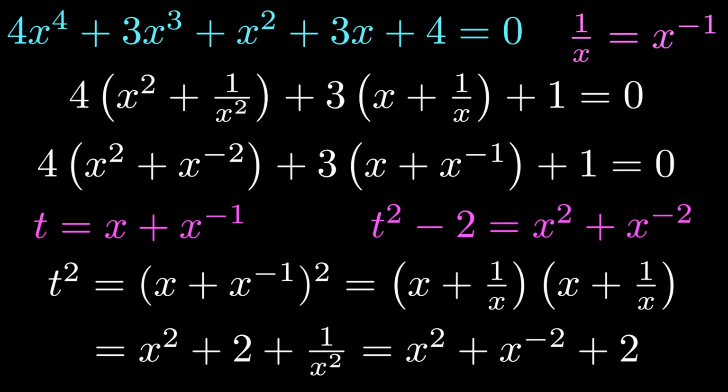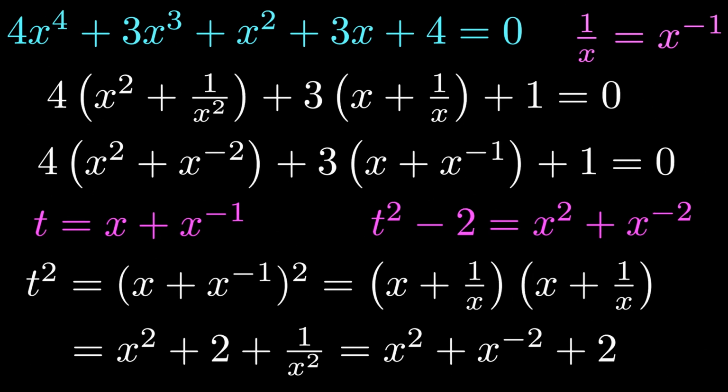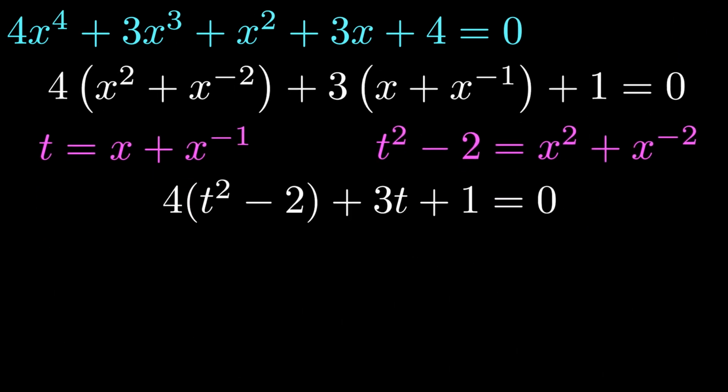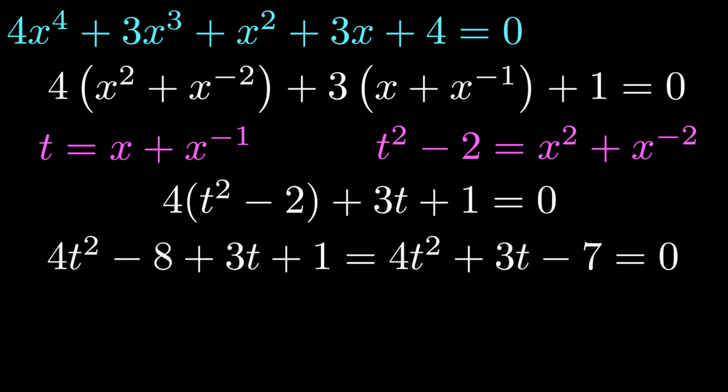Now let's rewrite our expression in terms of t. Doing so, we get 4 multiplied by t squared minus 2 plus 3t plus 1 equals 0. If we multiply this out, we get 4t squared minus 8 plus 3t plus 1, and this simplifies to 4t squared plus 3t minus 7 equals 0. Notice we have a quadratic equation, and to get the values of t which we want, all we need to do is solve this quadratic equation. We can do so in the following way.